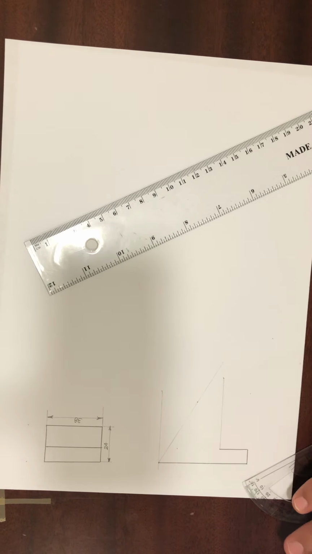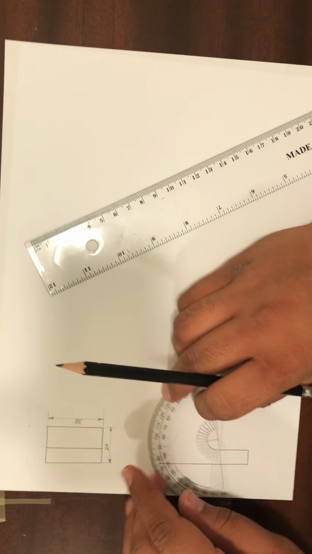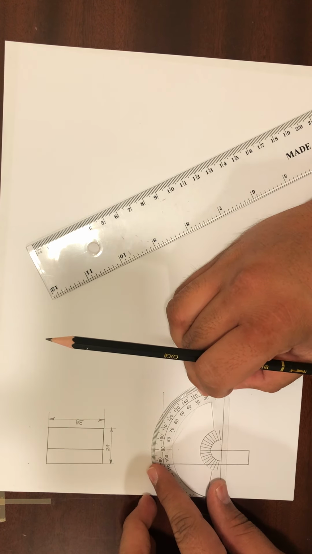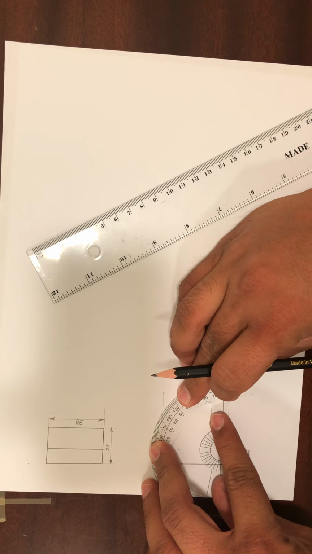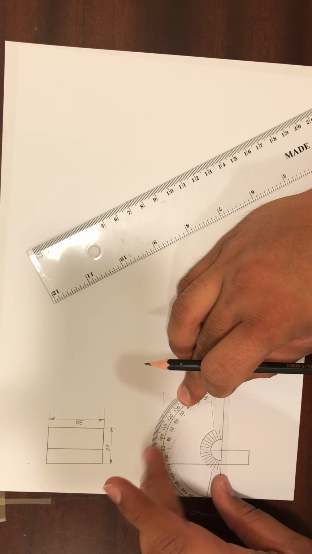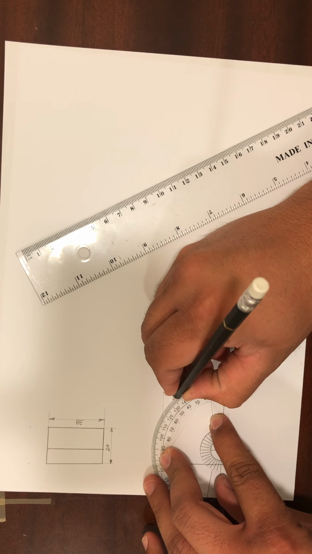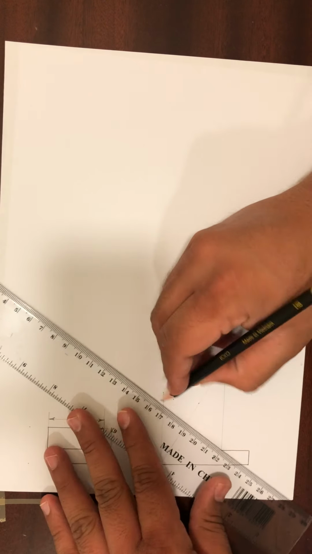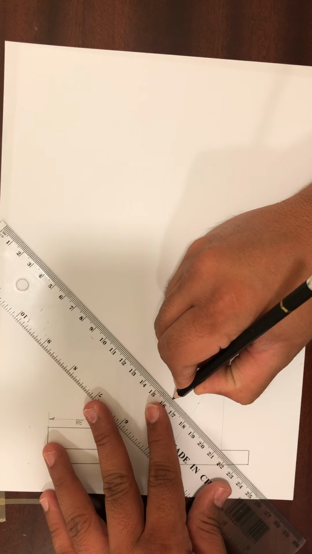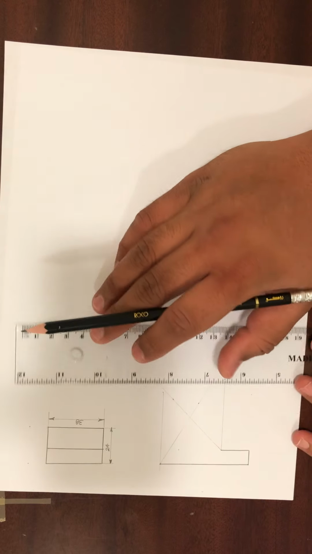Then from here, measuring from here, it is how much? The angle is 45 degrees. So now keep the protractor like this on this point here and mark 45 degrees. Okay, ten, 20, 30, 40. This is the 45 degrees. So now join this point with this point and draw a line khafif.